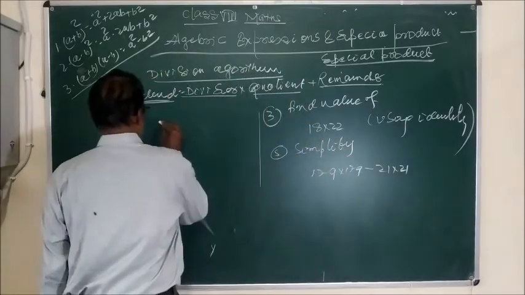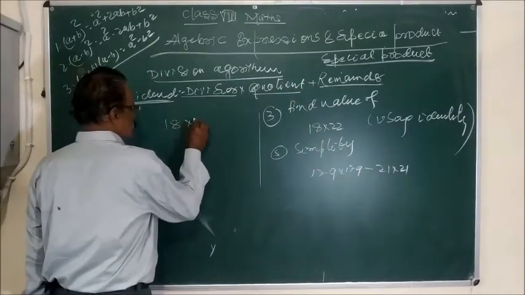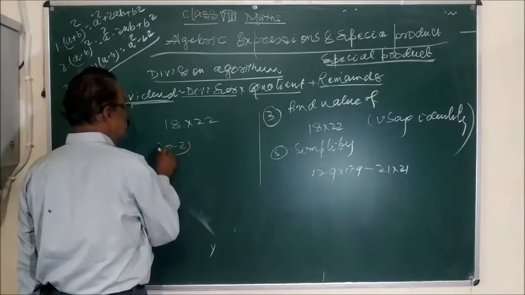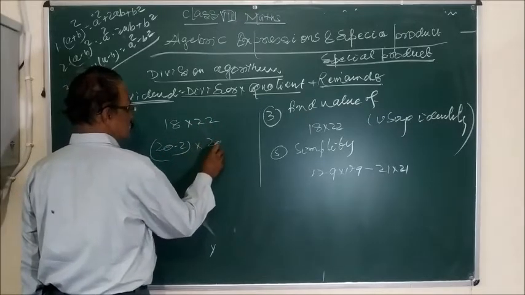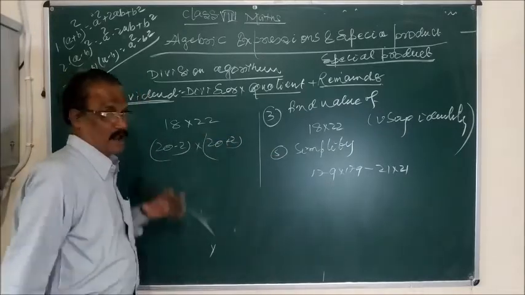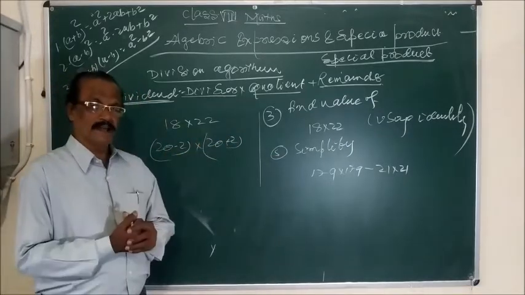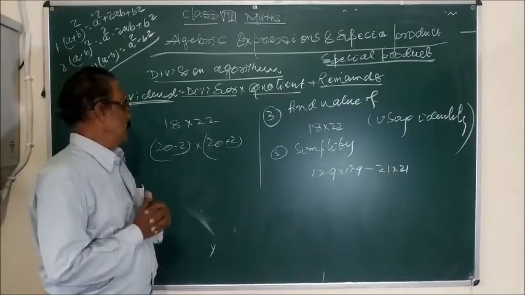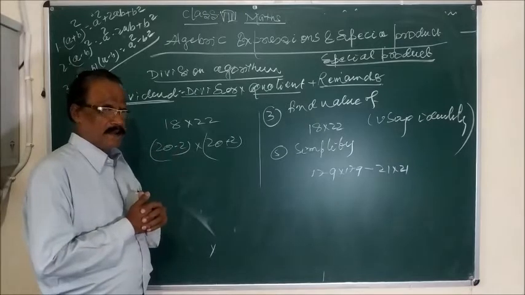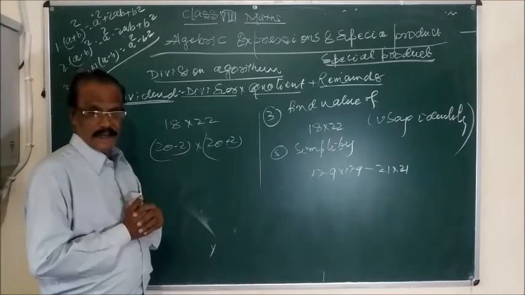So 18 into 22 can be written like this: 20 minus 2, and this can be written 20 plus 2. अब यहाँ क्वेश्चन है कि 20 कहाँ से आ गया? You should think about the question कि 18 और 22 है, तो 18 को ऐसा करते हैं 20 में से 2 माइनस कर देते हैं और 22 उसमें 2 प्लस कर देते हैं.